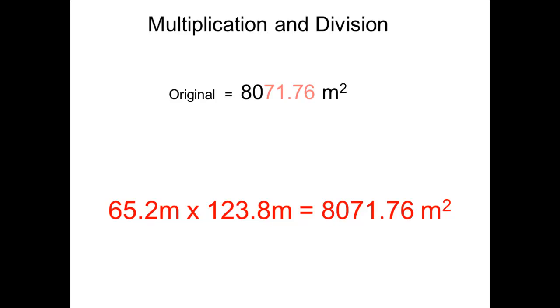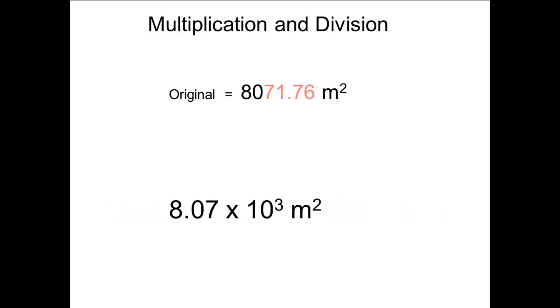This creates a bit of a problem here, however. The calculator gave us 8,071.76, but the answer is only good to the first 7, 8,070. If we put in the trailing 0 to make it 8,070, we add a sig fig. So, when we have fewer sig figs, 3 in this case, than digits to the left of the decimal point, 4 in this case, we need to write the answer in scientific notation. So the answer is 8.07 times 10 to the third square meters.